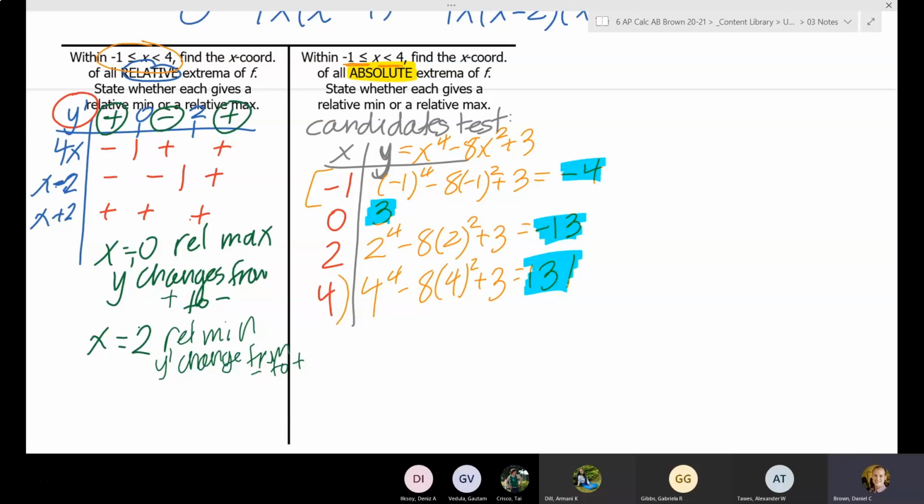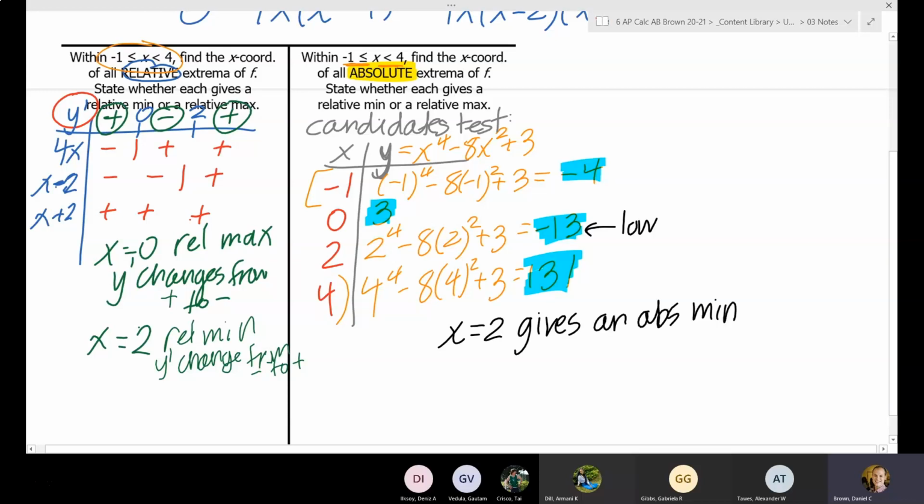So if I'm looking for my absolute extreme, let's do the absolute minimum first. Well, what's the lowest Y value we see? Negative 13. So there's my lowest one. So here's my justification. I can say something like x equals 2 gives an absolute extremum, absolute minimum to be clear. Or if I just want to find what is the absolute extreme, I can say negative 13 is the absolute minimum. Both those statements are kind of equivalent.